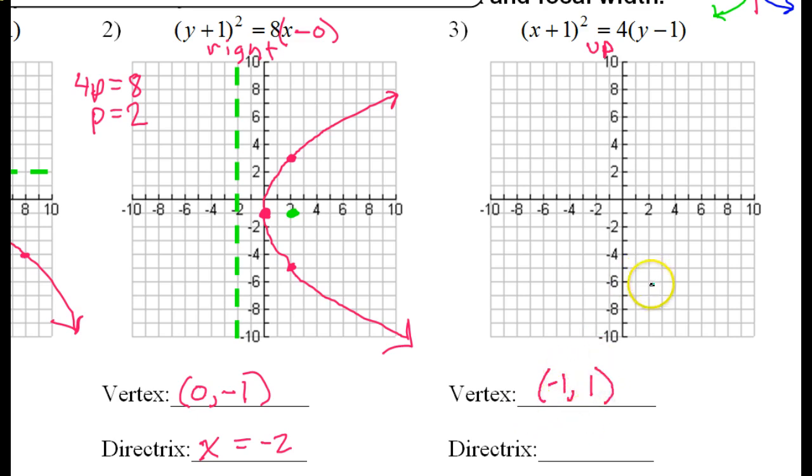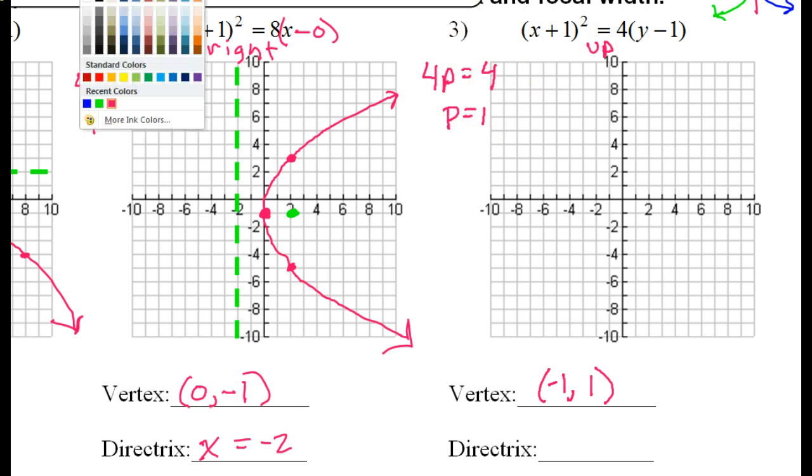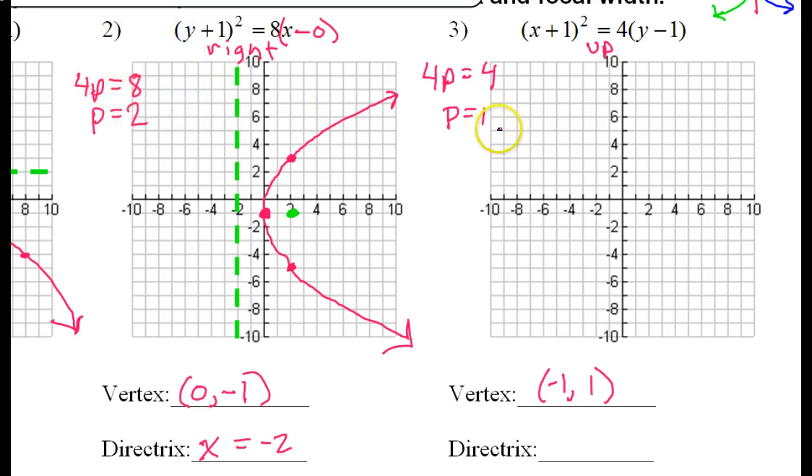All right, now I need the focus. So I need the p-value. So look, 4p is equal to 4. So that means p is equal to 1 if I divide. So that 1 tells me where to put the focus. I forgot to graph the vertex first. Okay, so my vertex is at -1, comma 1. So -1, comma 1, there's my vertex. All right, now my focus is going to be 1 up. That's why I always write this word down to remind me. My focus will be 1 up from here.